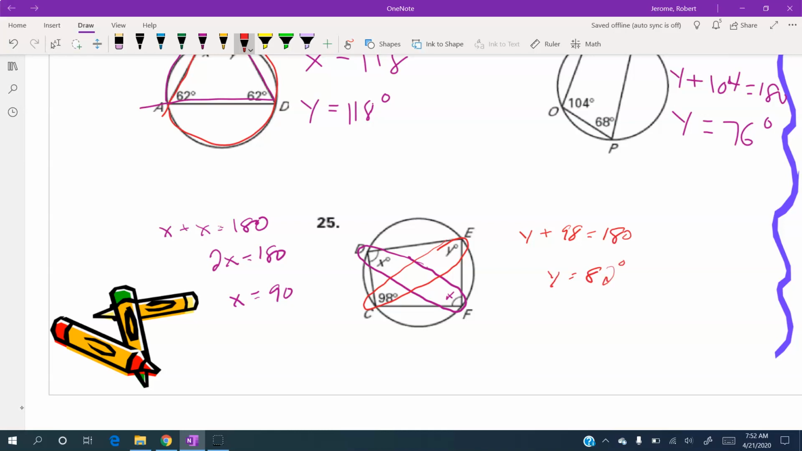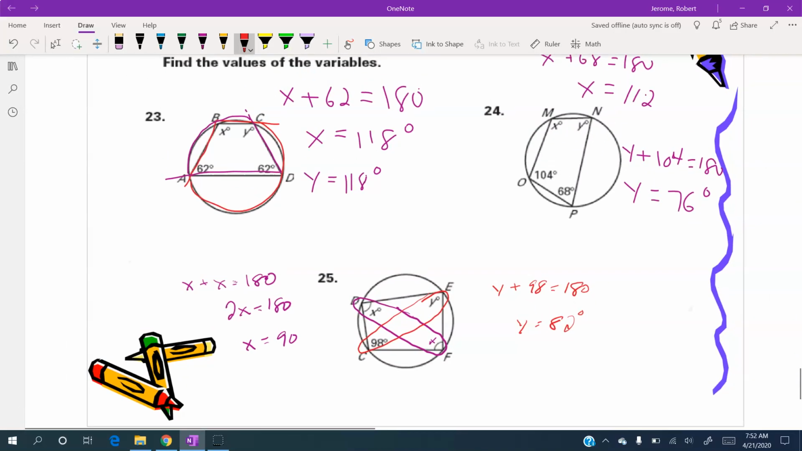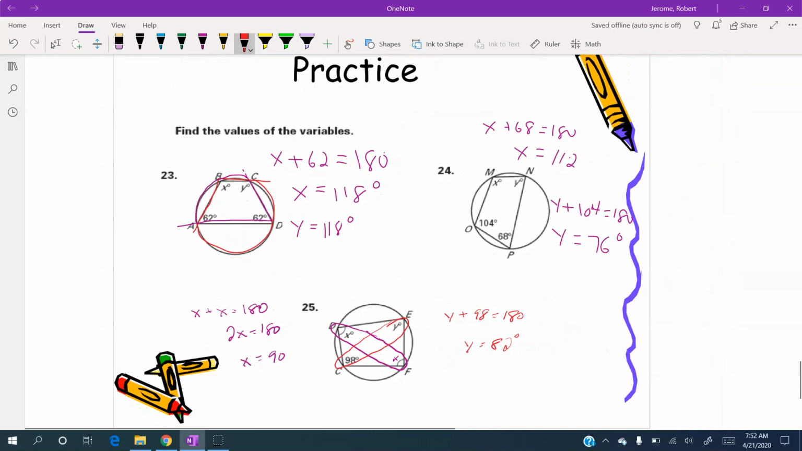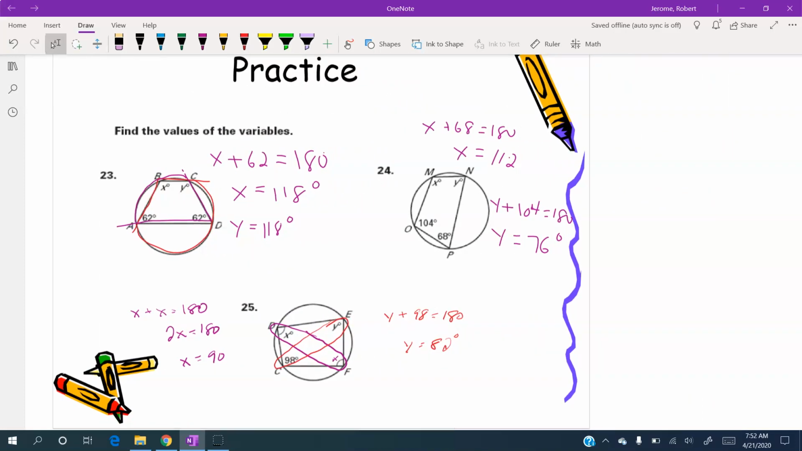Okay, so there you have it, guys. Inscribed angles, and as a result of that, we get inscribed quadrilaterals. Okay, that is really it for this section of material. So we're going to stop there. You can do your assignment, and then we'll move forward.